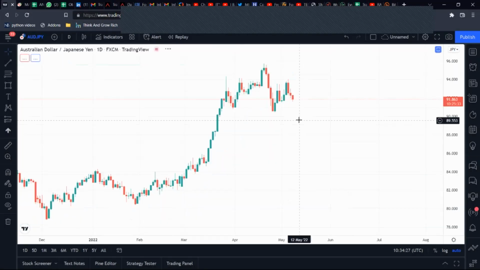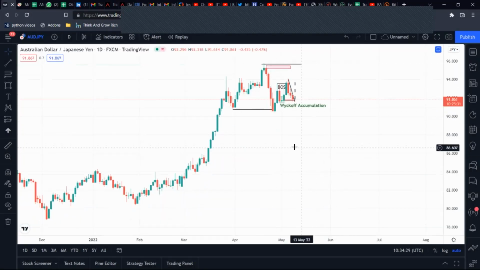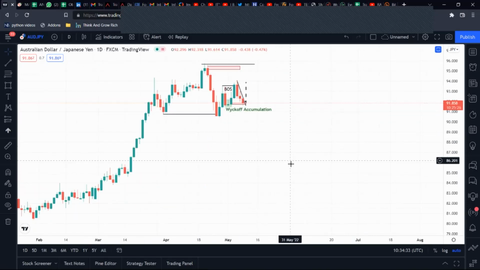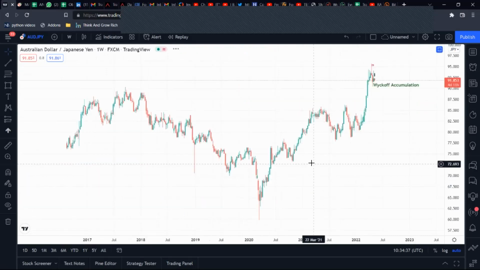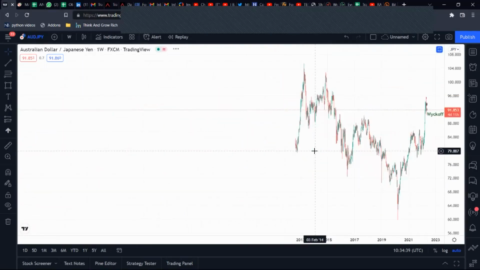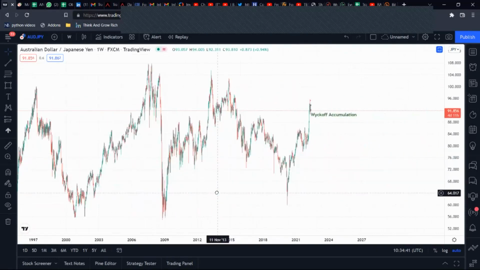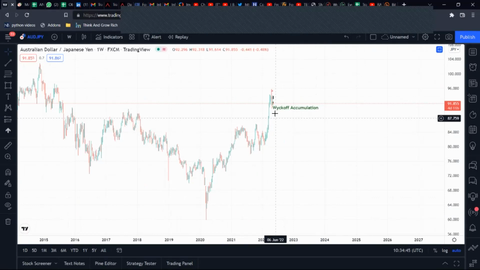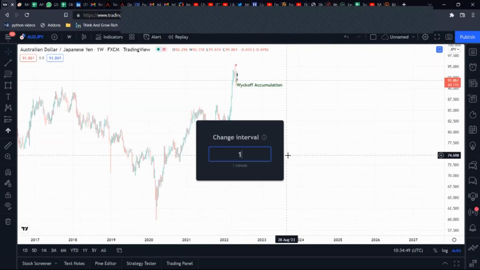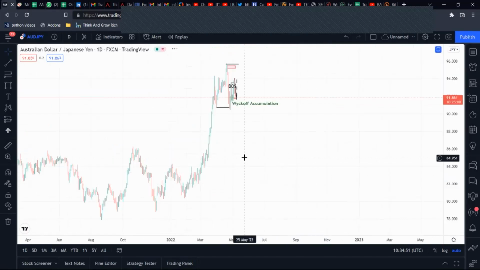AUDJPY, I think that's also another one I like the look of. So let's see now. On the daily chart, I always like to zoom out a little bit, look at the weekly charts and see where we are in time. So we're clearly in a bullish market. We've broken structure to the upside. We are overstretched. That doesn't really mean much. Let's look at the daily chart itself.